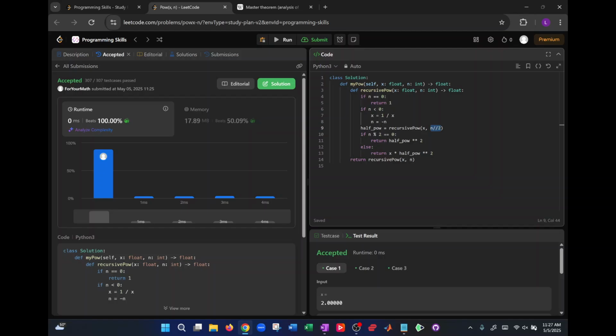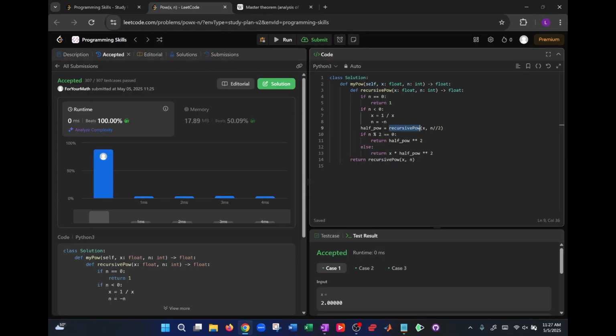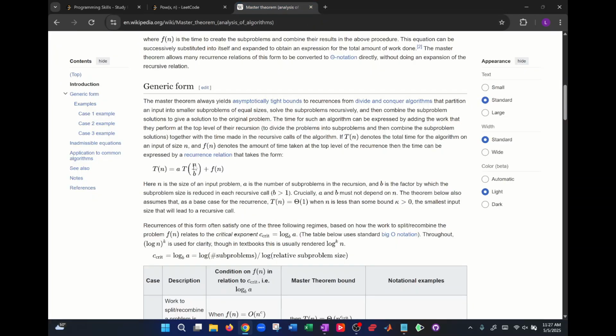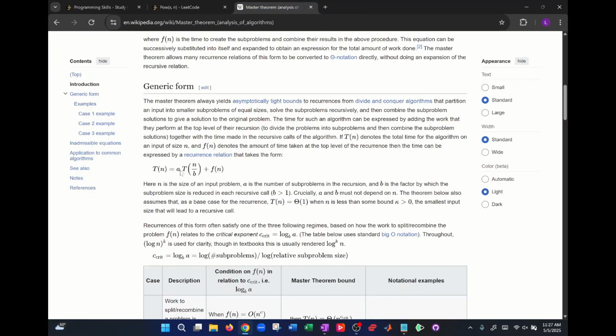And then once you get that, you have to multiply it by itself. Okay, so we can think here like the b value would be 2 because the input of the function inside here is n over 2. So, to get n over 2, we would have b equal to 2. Now a, how many times do you need to do this? Well, if you first look at this, you might think, okay, half pow, we have to do it twice, so a is going to be 2.